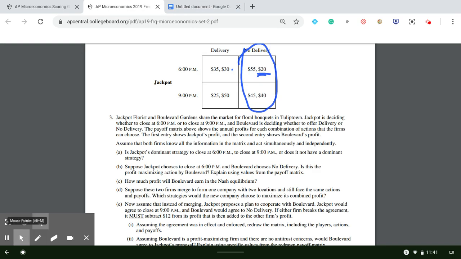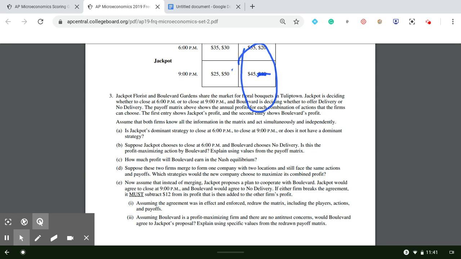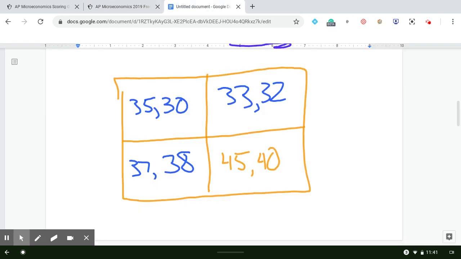So we made our matrix. Say Boulevard is a profit maximizing firm. There's no antitrust concern. So would Boulevard agree to Jackpot's proposal? Explain using specific values in the redrawn matrix. And let's see. So it's a fairly good deal for Boulevard because that's where they will now maximize profit, because 40 is better than 32 and 38.